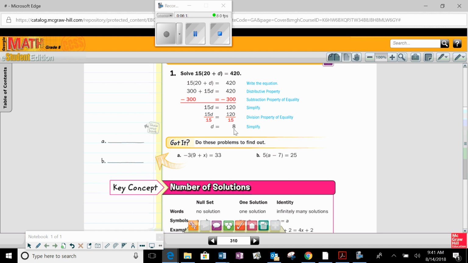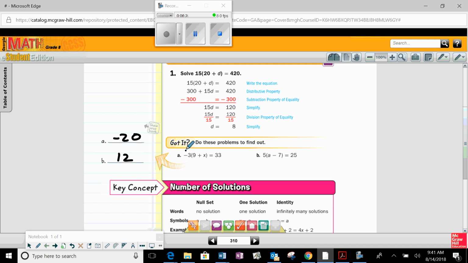Let's go ahead and try the got it problems using the distributive property. Then you need to solve the equation. Pause the video now and do A and B. For A, you should get negative 20, and for B, you should get 12.